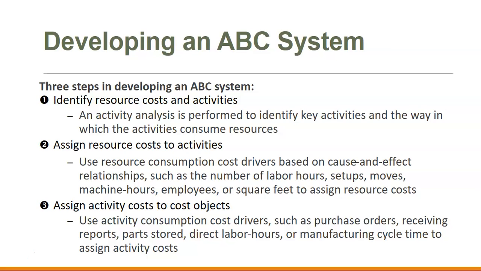We have 3 steps in developing an activity-based costing system, which we've talked a little bit about already. The first thing that we have to do is an activity analysis. What are our activities that we use in the consumption of resources? And then we're going to assign cost to those activities using a cause and effect relationship. What is the number of labor hours, setups, machine hours, employees, square feet? There are a wide variety of ways that we can assign costs to different activities, such as number of purchase orders.